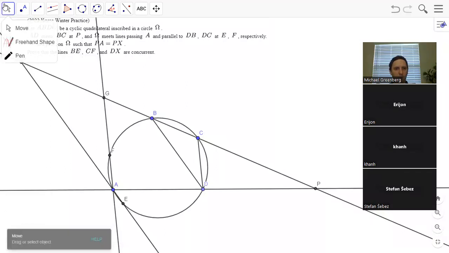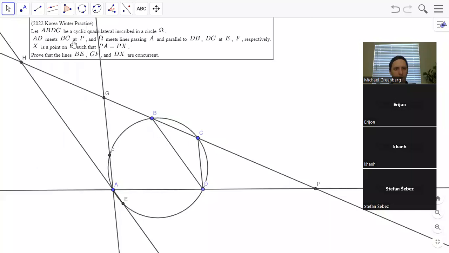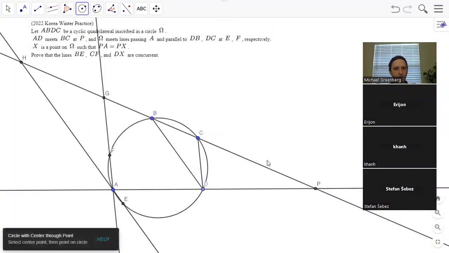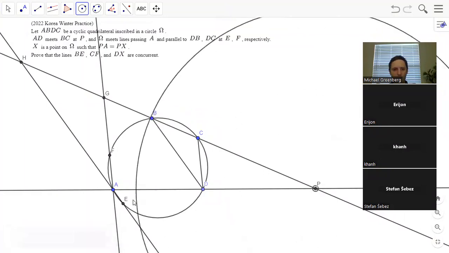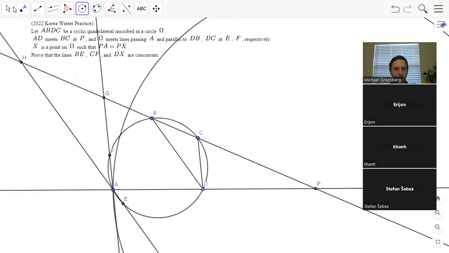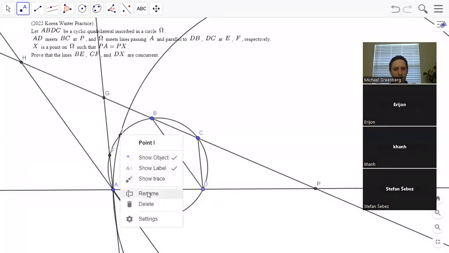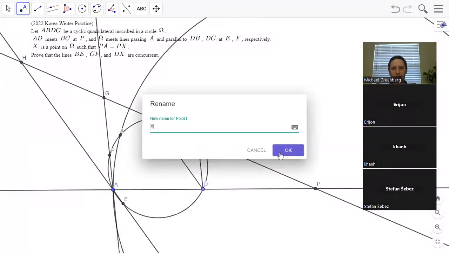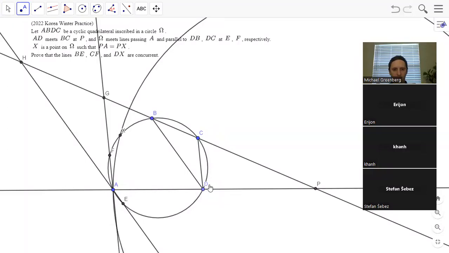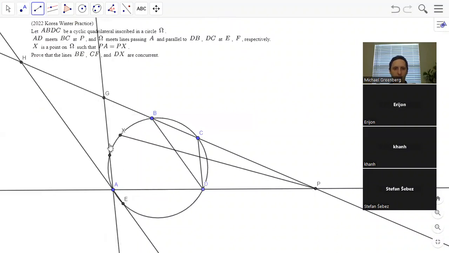So PA is equal to PX. All right. That's kind of interesting. So this is X. And we want to show that BE, CF, and DX are concurrent. Looks kind of like Pascal's theorem, but not 100% sure yet. So this is PX. PX equals PA.